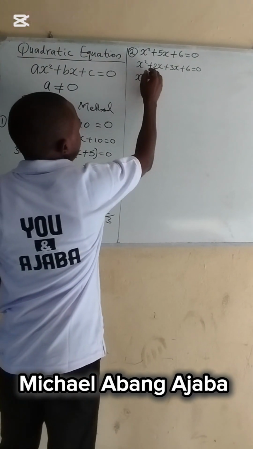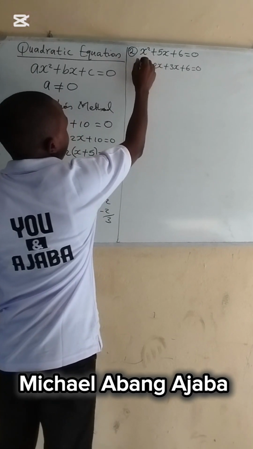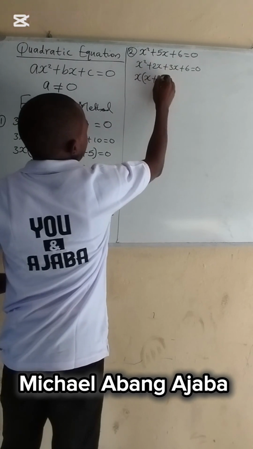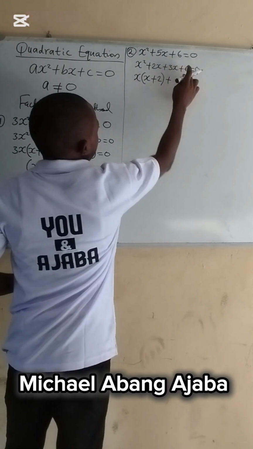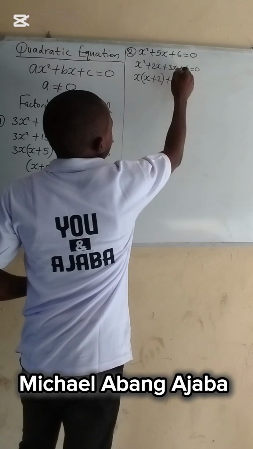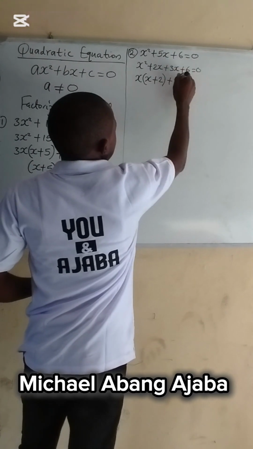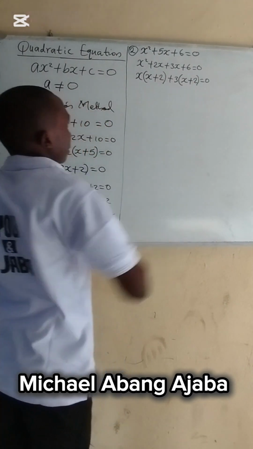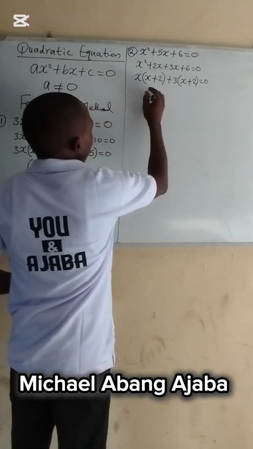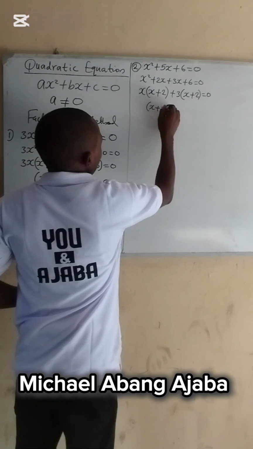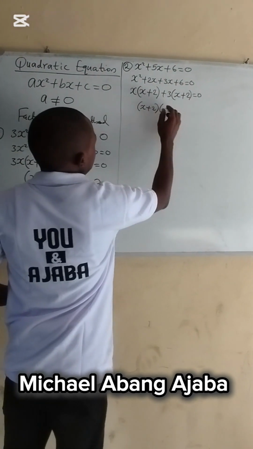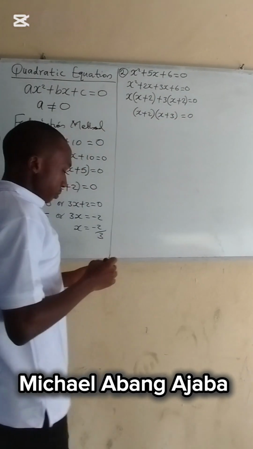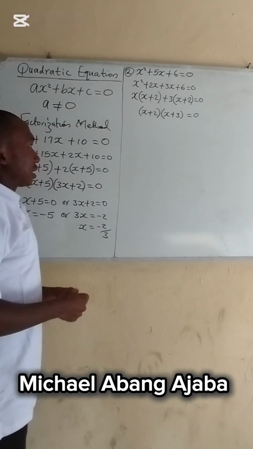Let's factorize this. What's common here? We have x. x cancel this, we have x plus, x cancel x, we have 2. What's common here? We have 3. 3 cancel 3, we have x plus 6 divided by 3, we have 2, equal to 0. Now let's look at these two expressions. This and this are common. So we have x plus 2. What's remaining here? x plus 3 equal to 0.